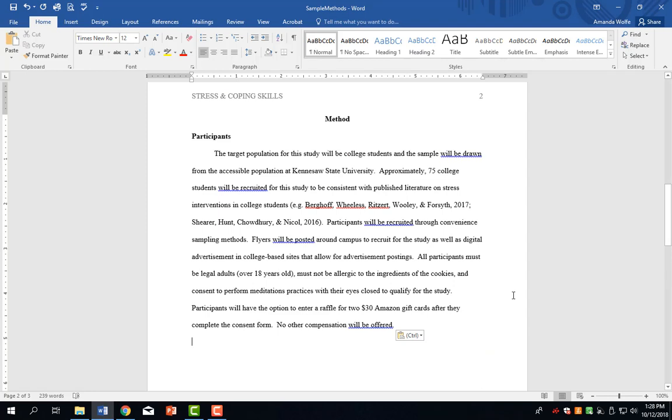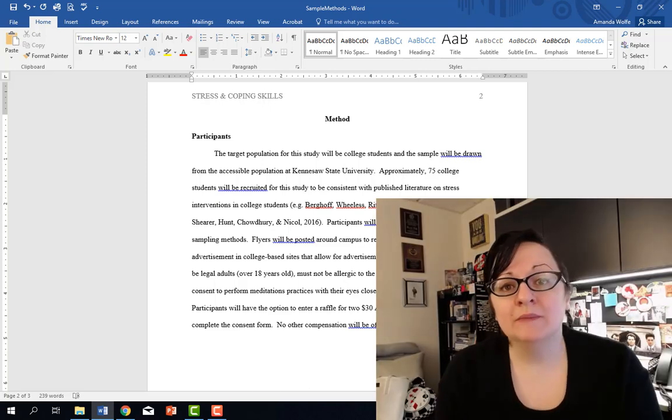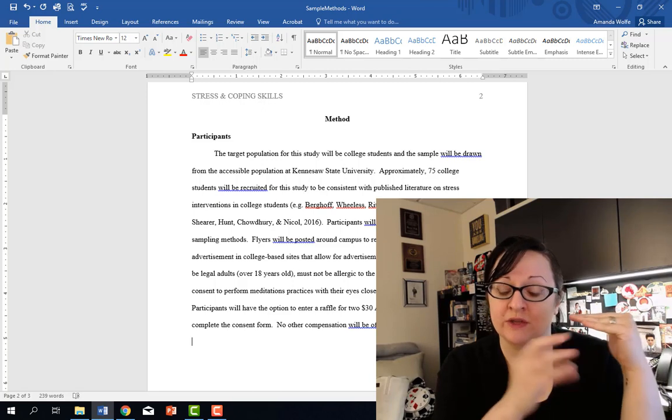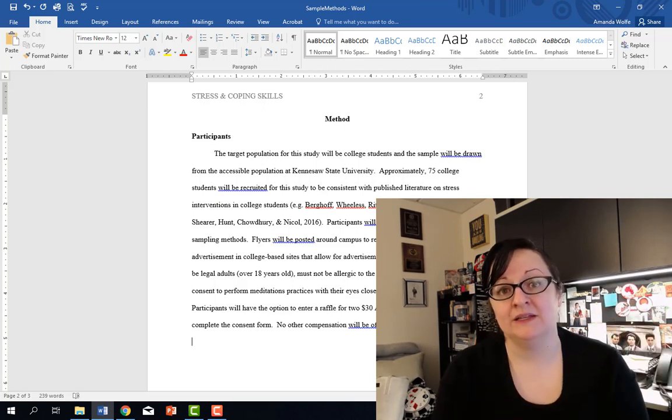The participants will be recruited through a convenient sampling method. Again, this shows me that you understand that you don't have access to doing random samples of college students. Remember, to do a random sample, you would have to have a list of everybody that's in the population so that you could randomly draw from that list.